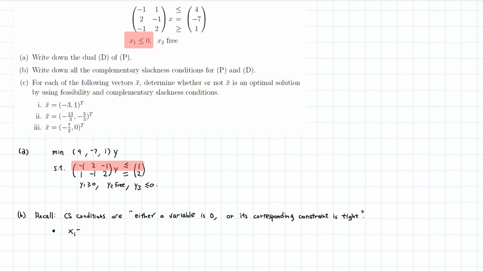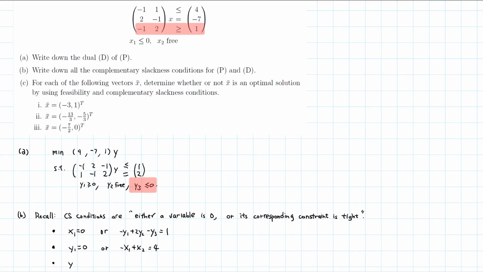Either x1 is 0 or the first dual constraint is tight. Either y1 is 0 or the first primal constraint is tight. And either y3 is 0 or the third primal constraint is tight.